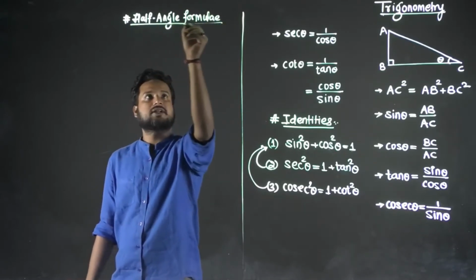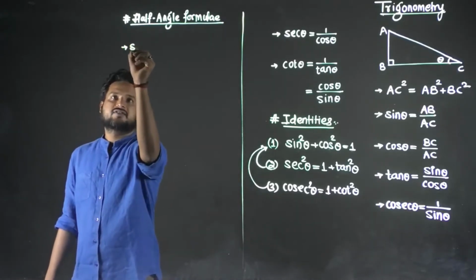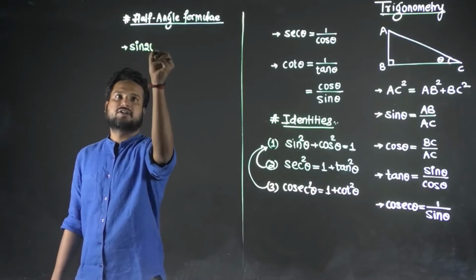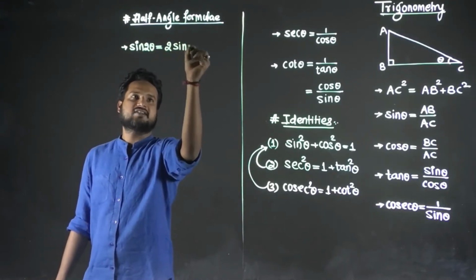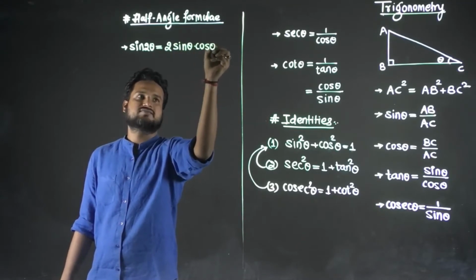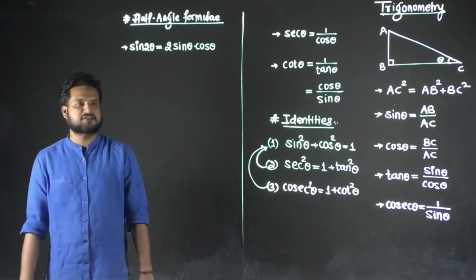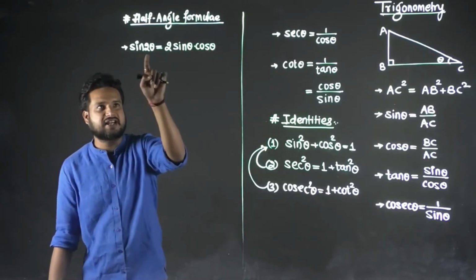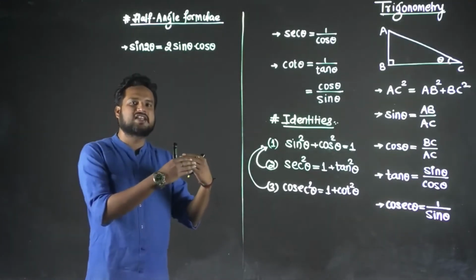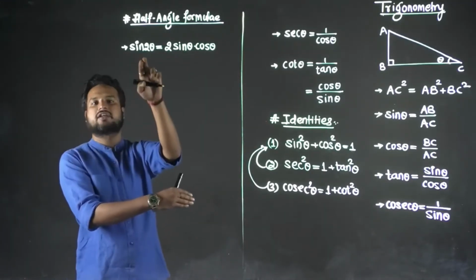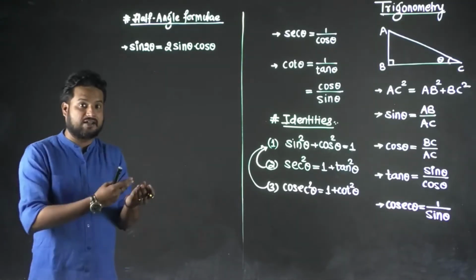What is the half angle formula? If I have a sine 2 theta term, then the sine 2 theta term can be written as 2 sine theta cos theta. Why do I call it half angle? I'm very sure you must be understanding this now. If I have sine 2 theta, what happens on the right hand side? The angle is basically half of what I have on the left hand side. So in sine 2 theta, the angle is 2 theta. Here I will have theta.